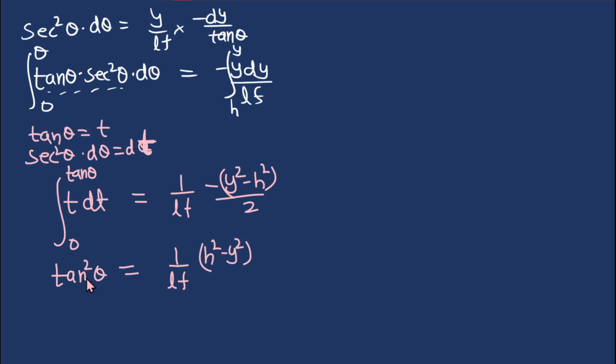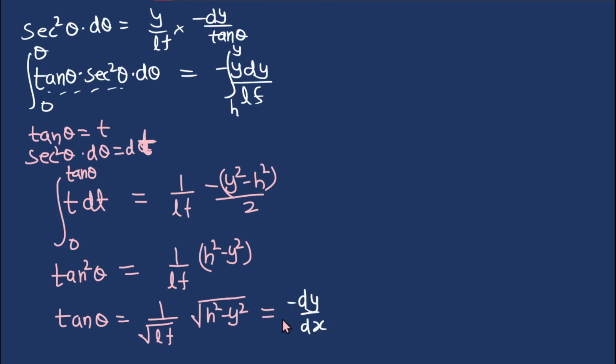right? So this is what we are getting, and if we take the under root, we are getting tan theta equal to 1 by root of LF into root of h square minus y square. This is what we are getting. Now what? We have to somehow find the equation in y and x, not in terms of theta. So we can again substitute the value of tan theta. We had written tan theta as equal to minus of dy by dx. So this can be written as minus dy by dx, right?